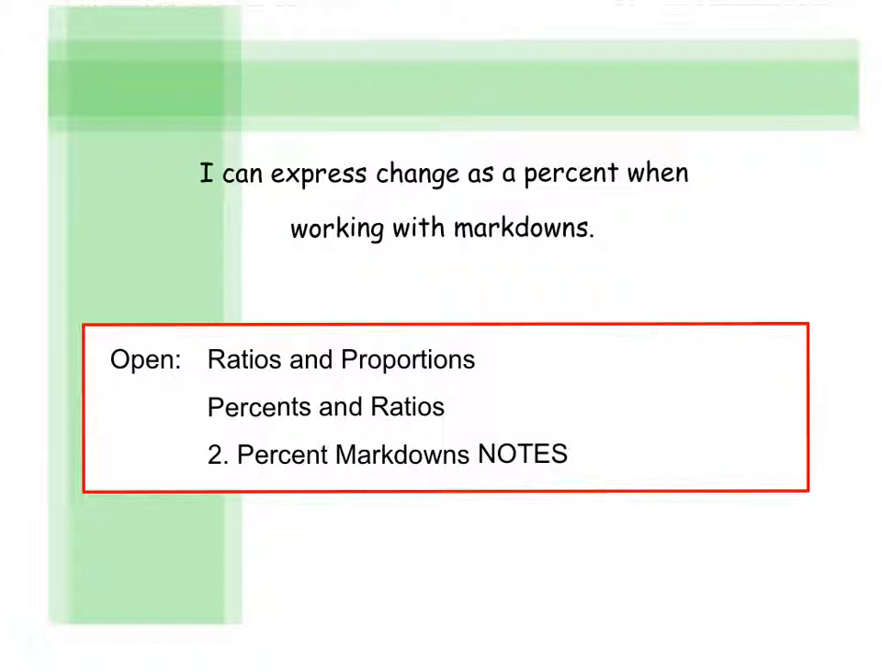Today's I can statement is I can express change as a percent when working with markdowns. And so this will help you figure out prices if something's on sale, which I use a lot because I absolutely love to go shopping and get new things. And so I can figure out how much I'll have to pay for an item without looking for a sign.